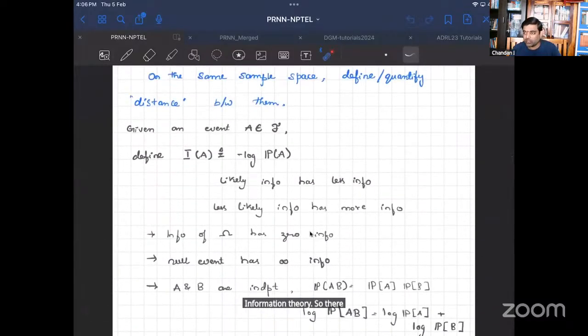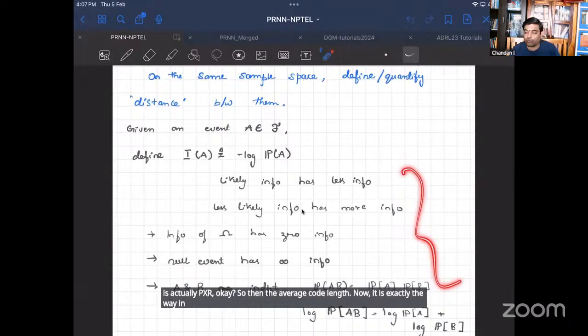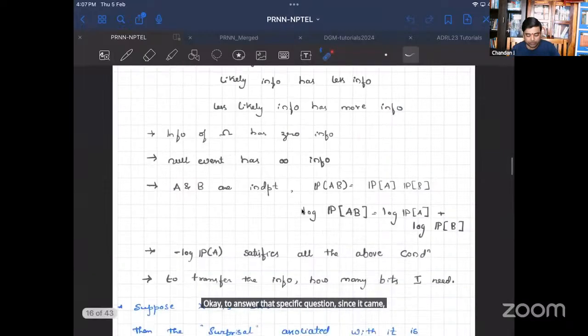There was one question regarding the code length. You are using a model Q to encode the data generated from P. Here Q is P theta, and the P that I'm referring to is actually Px. The average code length is exactly the way in which we have looked at it here. I'm just answering that specific question since it came.